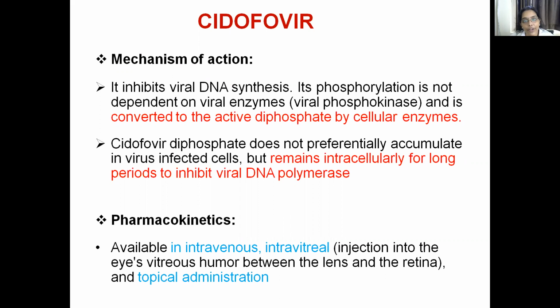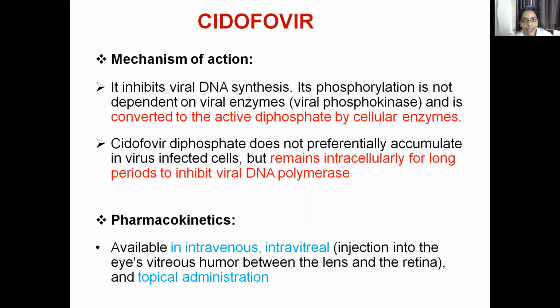Then coming to the next drug, cidofovir. Cidofovir is a cytidine analog. The active form here is the diphosphate form, and it is not the triphosphate form. So till now we have seen that the triphosphate form is the active form, whereas for cidofovir it is the diphosphate form which is the active form. So this inhibits the viral DNA synthesis.